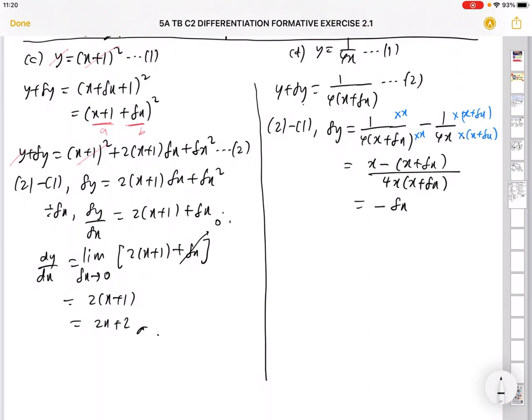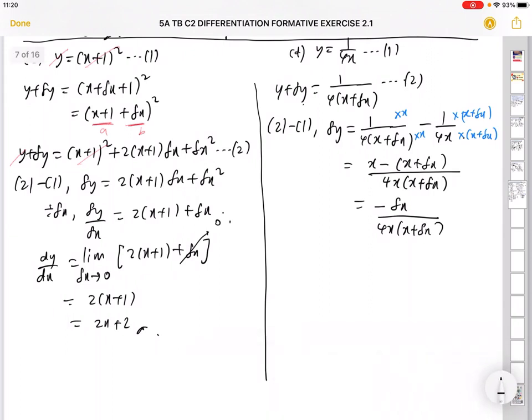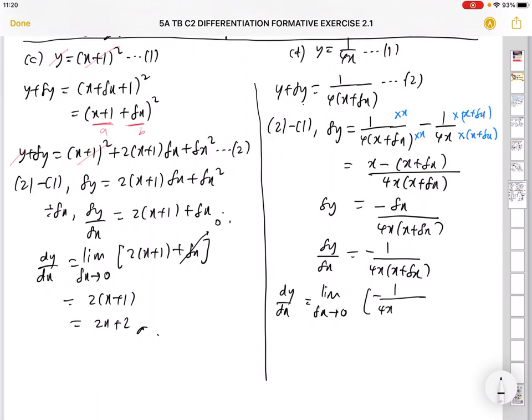All right, remember what we want to find is delta y over delta x, the gradient of my chord, which is negative 1 over 4x(x plus delta x). Therefore my dy/dx is the limit of delta x approaching 0. Let us just put 0 inside your delta x. So when I put 0 inside, I'm left with x plus 0 here, negative 1 over 4x squared. All right, so let's move on.